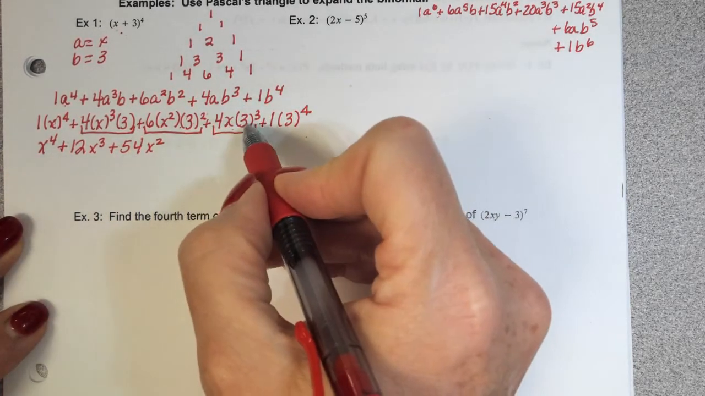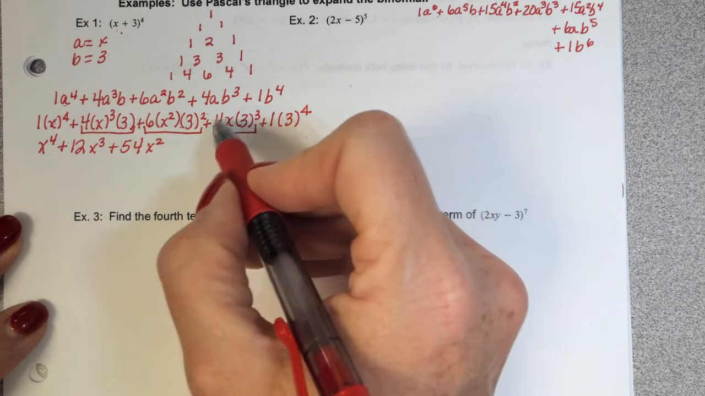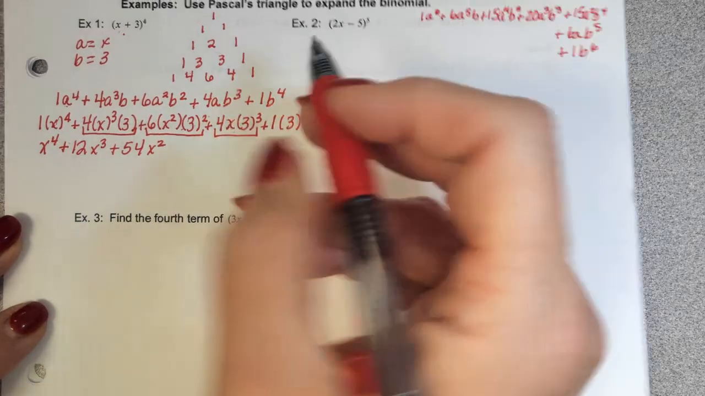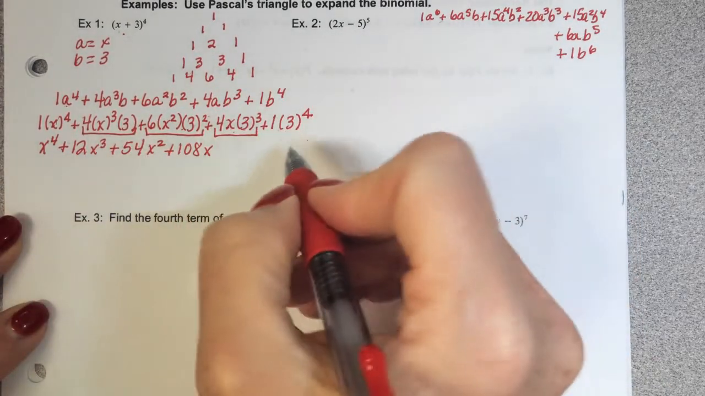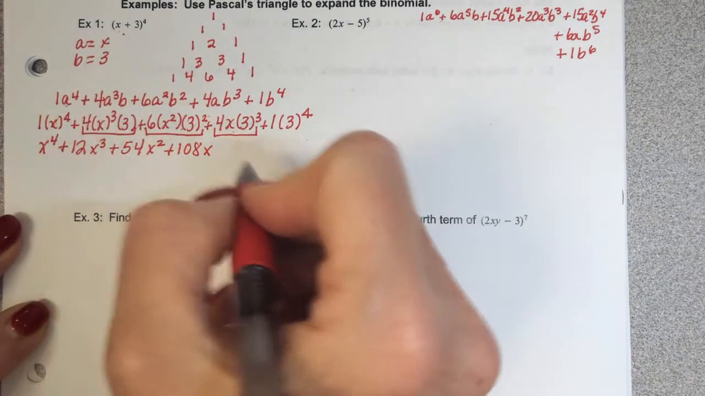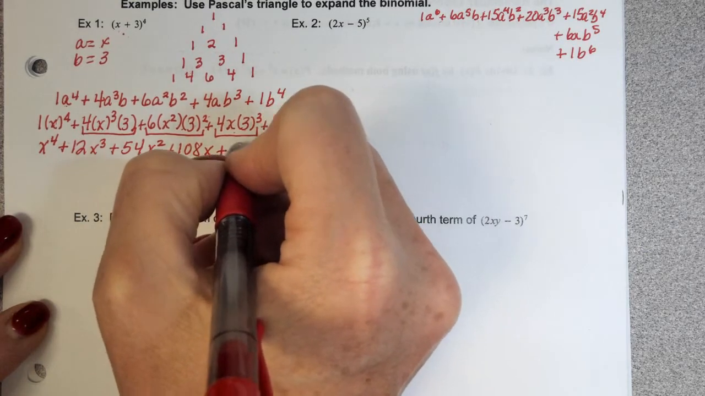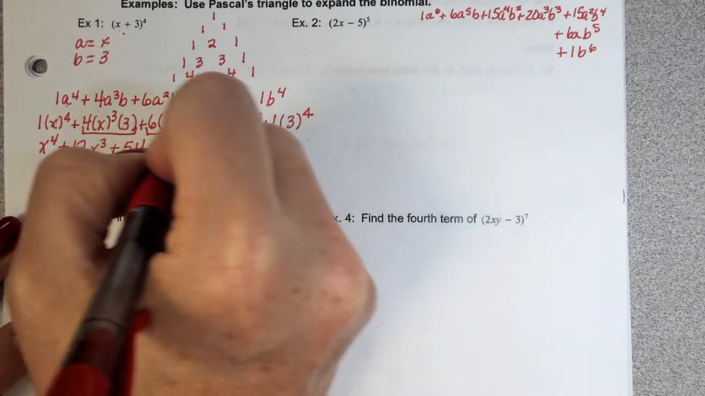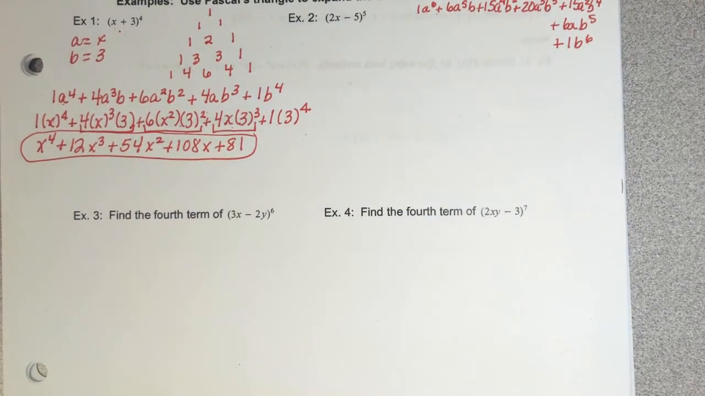I'm going to have to do 3 cubed. What's 3 cubed? 27 times 4, 108x. And then my last term is 3 to the 4th, which is what? 81. Isn't that the same answer we got when we did it on the board?